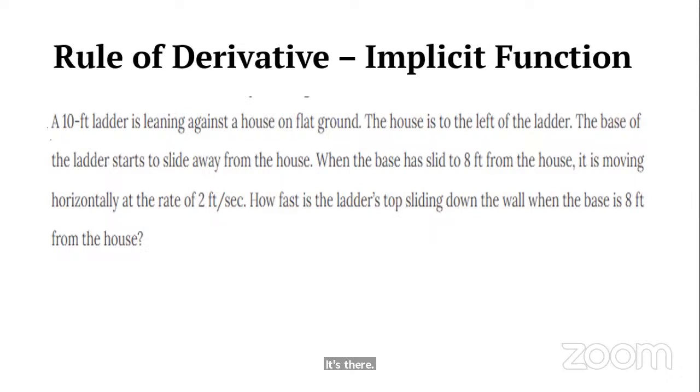A 10 feet ladder is leaning against a house on flat ground. The ground is to the left side of the ladder. The base of the ladder starts to slide away from the house. When the base has slid to 8 feet from the house, it is moving horizontally at a rate of 2 feet per second. How fast is the ladder sliding down the wall when the base is 8 feet from the house?